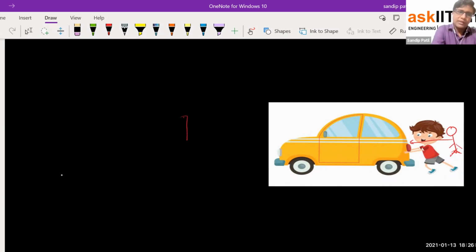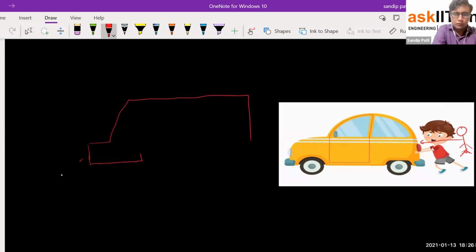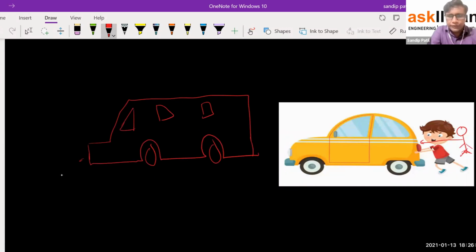So the tow truck, let me draw it bigger, obviously. Okay, so this is the tow truck. What is the purpose of this tow truck? It is going to attach one cable to your car like this, and now this tow truck is going to pull that car, take that car up to the garage, right? So again, I will repeat, that tow truck is going to pull your car up to the garage, right?